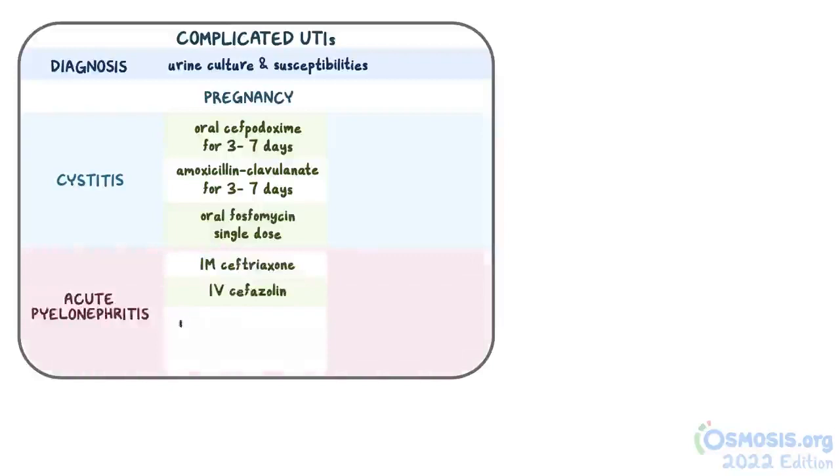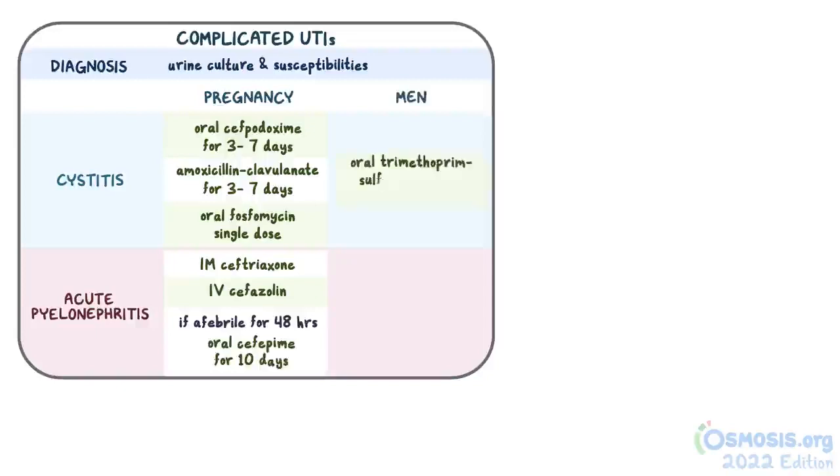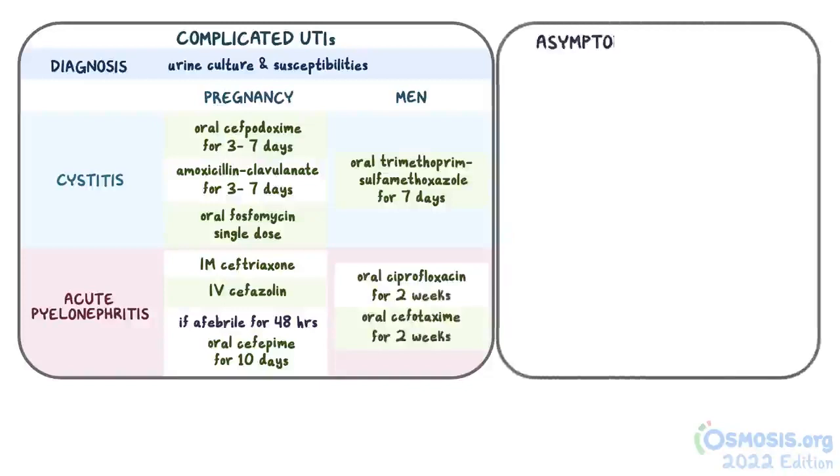If the pregnant female remains afebrile for 48 hours, oral cefepime is given for 10 days. In men, cystitis is treated with oral trimethoprim sulfamethoxazole for 7 days, and acute pyelonephritis with oral ciprofloxacin or oral cefotaxime for 2 weeks.